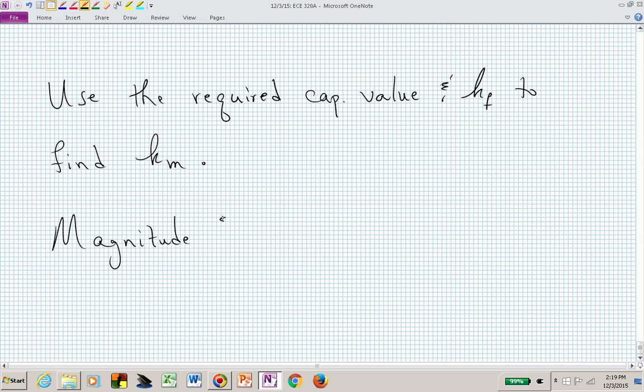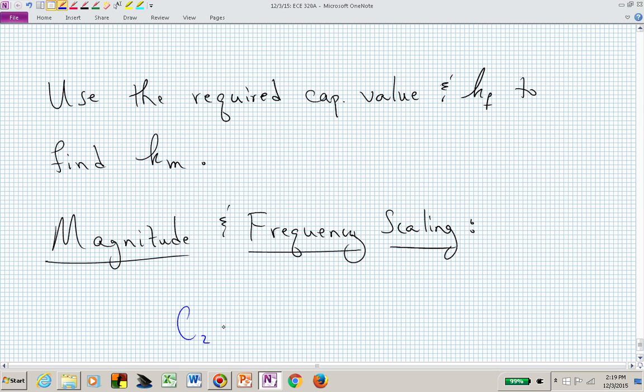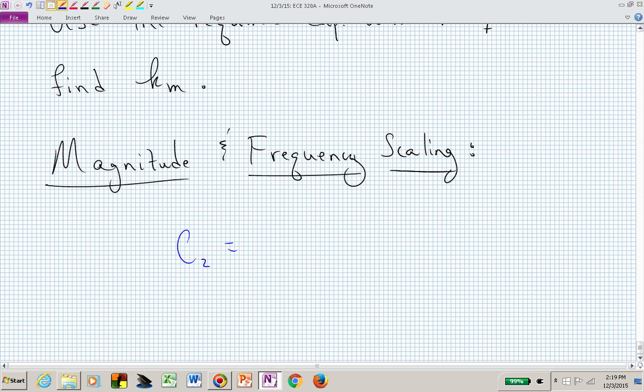If we now look at the combination of magnitude and frequency scaling applied to the capacitor formula, then we see that the new capacitor value, which we want to be 1 microfarad, is related to the old capacitor value, C sub 1, by our frequency and magnitude scaling, and that's now dividing the old capacitor value. This is the formula that relates our new capacitor to the old capacitor.